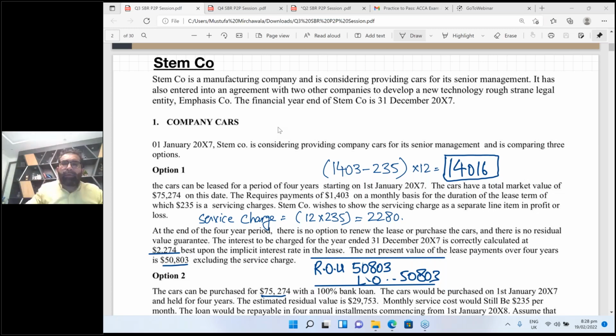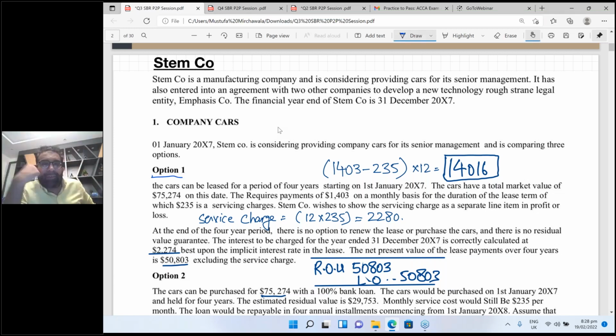Now just keep a pen with you. I have also written something with pen, but right now I don't have a pen, so I will only refer to things. On 1st January X7, STEM company is considering providing company cars for its senior management and is comparing three options. Option number one: the car can be leased for a period of 4 years.